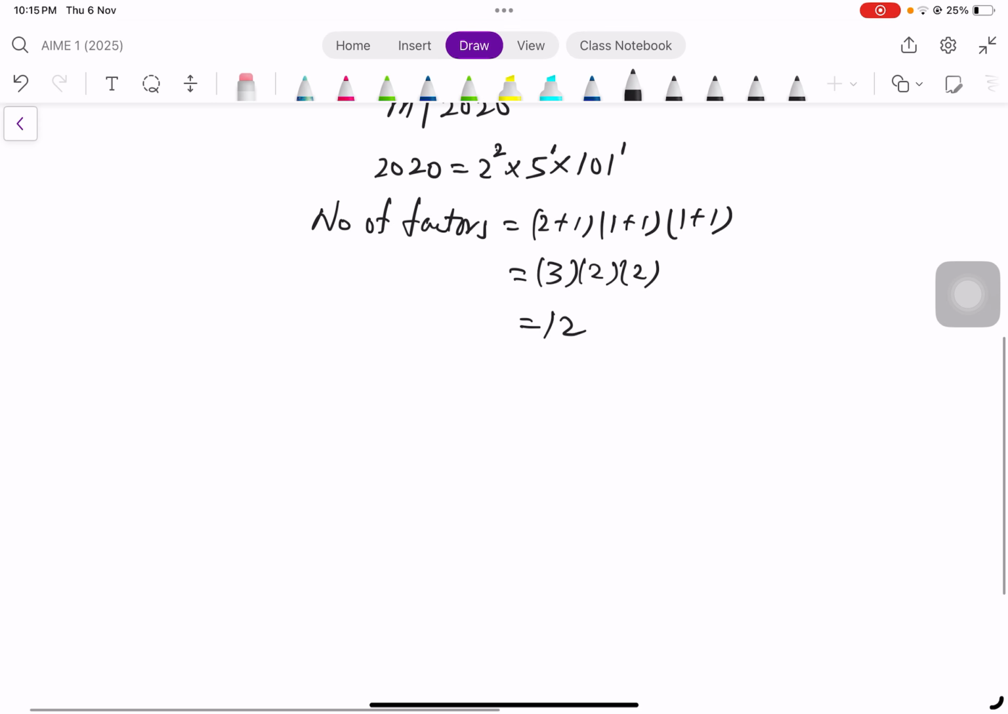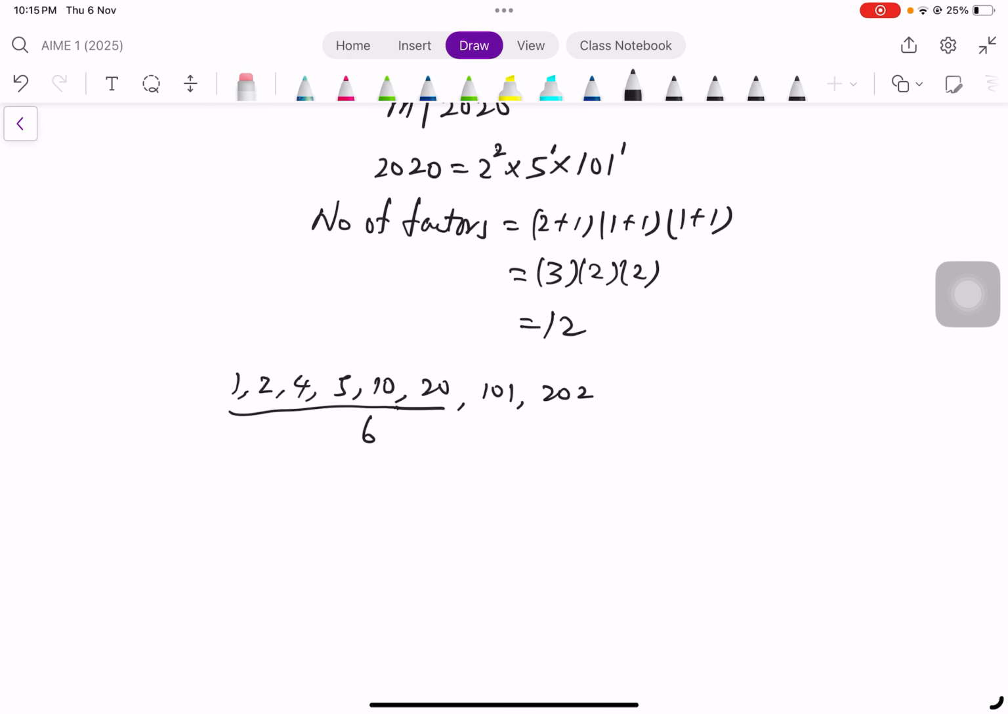What are the 12 cases? Basically, they are 1, 2, 4, 5, 10, that is 5 cases already, and then 20, 6 cases. After that, move on to 101, 7, 202, 8, then 404, 9, then 505, 10, 1010, 11, and then 2020, 12. So there are 12 cases.